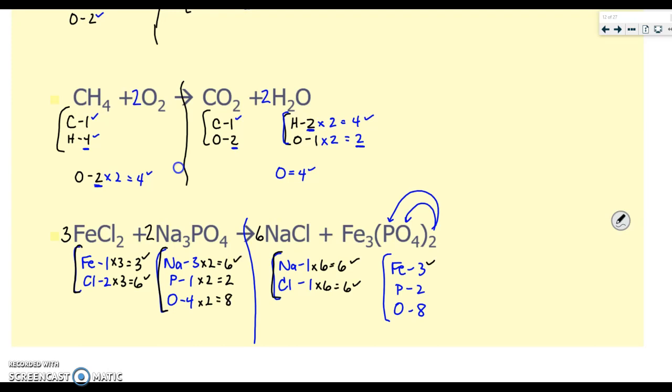So I have 6 sodiums on each side, and now I also have the same number of P and O on each side. And then what I multiplied by becomes my coefficient. So I multiplied by 3, multiplied by 2, and multiplied by 6. This is again a skill very similar to nomenclature and the molar conversions and the other things we will be doing that needs to be practiced to become good at it. Let's continue on.